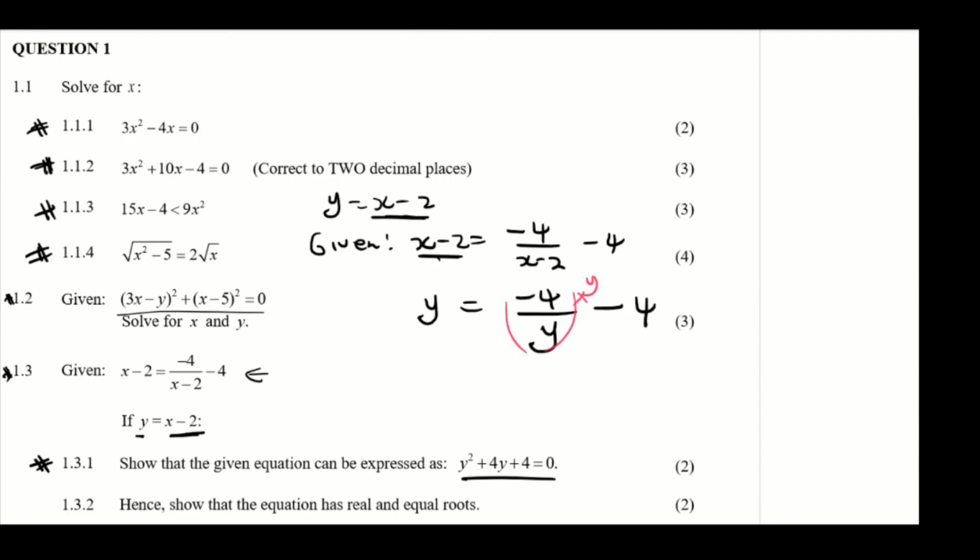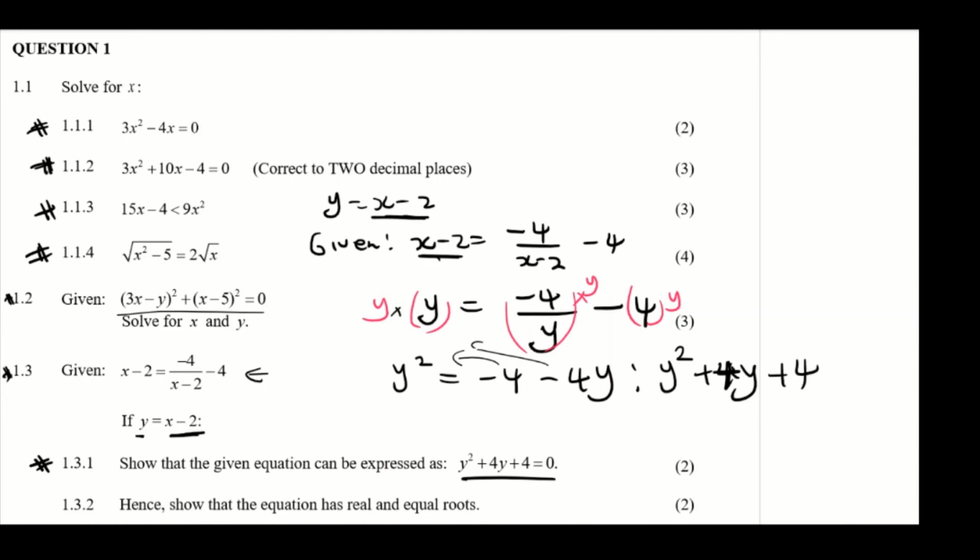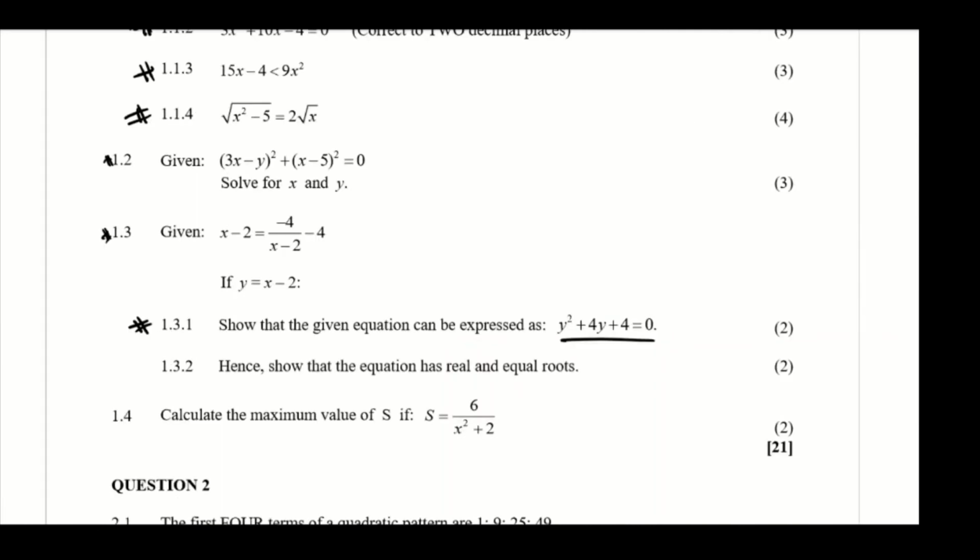Then we're going to multiply out this y throughout. So when you multiply out here, y multiplied by y is going to be y squared equals to minus 4 minus 4y. So we have to write this in standard form. So meaning you're going to take everything to the other side of the equation. So which means we're going to have y squared plus 4y, so it's plus 4y plus 4. So to write it properly, you have y squared plus 4y plus 4. So that's how we're going to do it. So now we are done with 1.3.1.